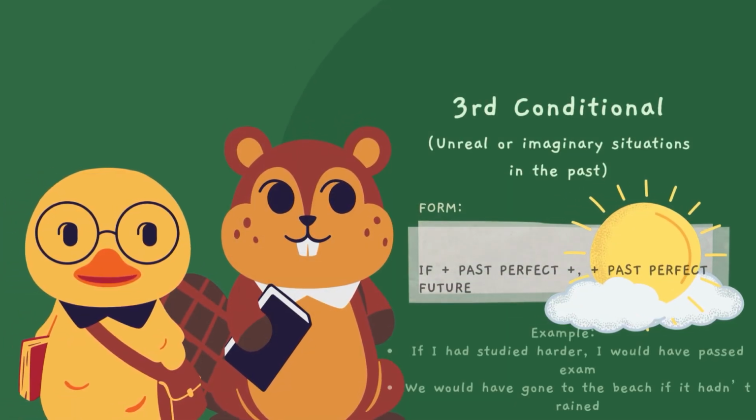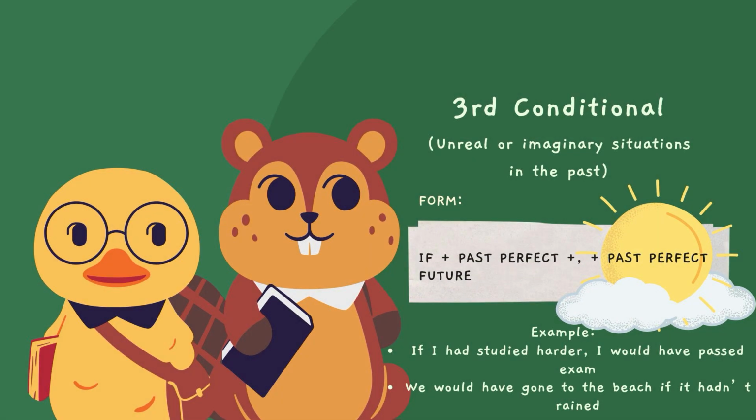The next one is third conditional. It expresses unreal or imaginary situations in the past. The formula is if plus past perfect plus past perfect future. The example like if I had studied harder, I would have passed the exam. The next example is we would have gone to the beach if it hadn't rained.